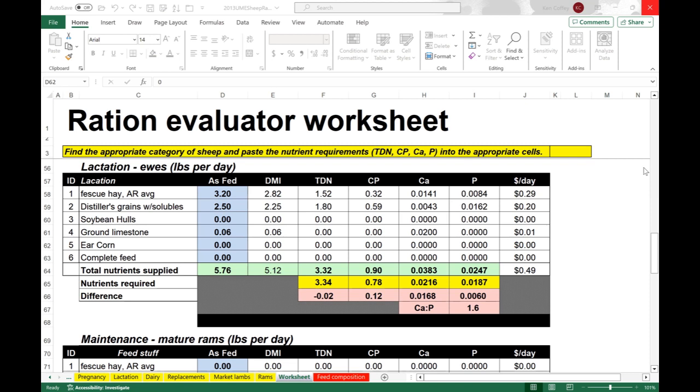Okay, so what is the most logical order for balancing nutrient requirements for small ruminants?